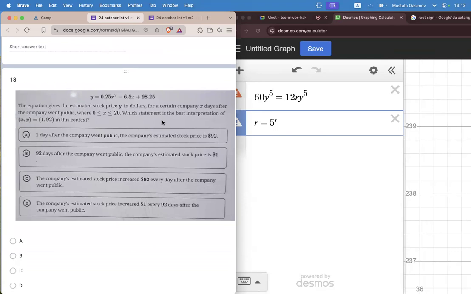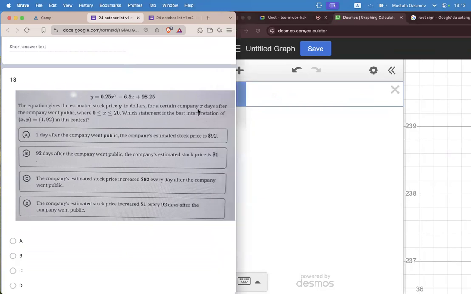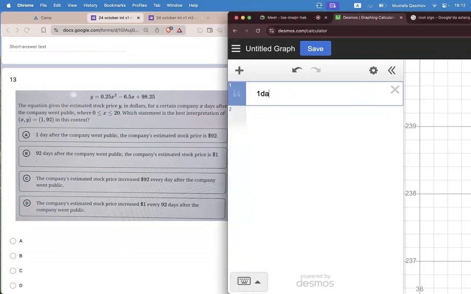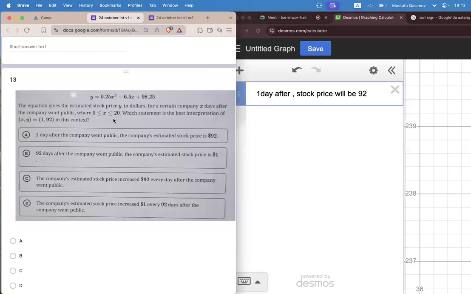13. For 13, say which statement is correct about 1 and 92? 1 is represented by x, right? 1 is x. So it is 1 day after the company went public, the stock price will be y, 92. We don't have any word like increase or decrease here. That's why it cannot be increase or decrease, or it cannot be like D. So the answer is A. Okay.